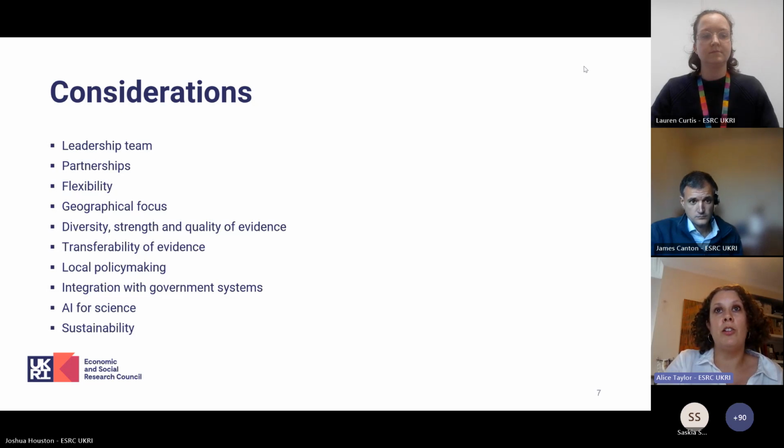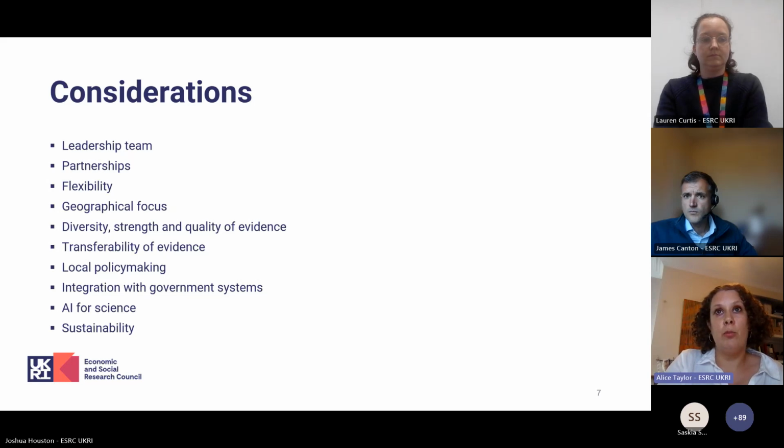The last consideration that I'll mention is sustainability. The project team is expected to think critically about how to ensure the project's sustainability. So this includes identifying potential risks, identifying future funding sources and opportunities to secure the project's legacy and ensure that its benefits will continue to be realised beyond the period of the grant.